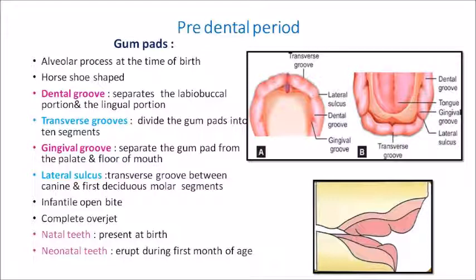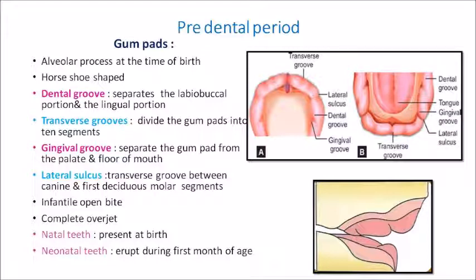Another important feature of the gum pads at the time of birth: please note the picture at the right top corner. You can see that the contact between the upper and lower gum pads is only in the posterior region. In the anterior region, there is an open bite. This open bite is a common feature in a newborn baby. It helps in suckling. And also there is a complete overjet of the upper arch around the lower arch. These two are common features of a newborn baby. It's not a malocclusion that the newborn baby is having an anterior open bite and a complete overjet.